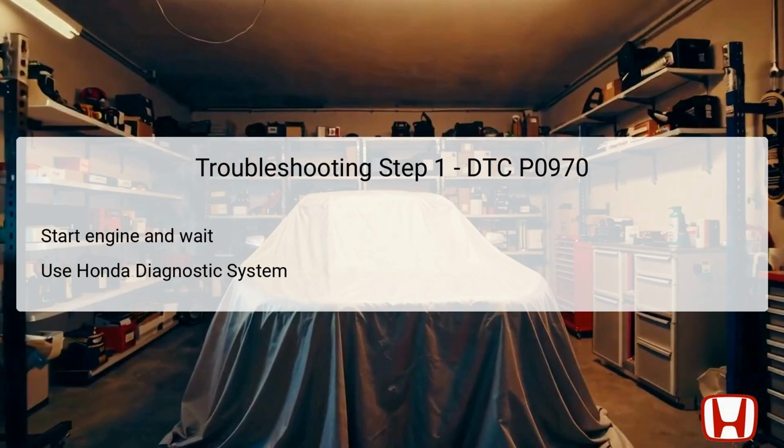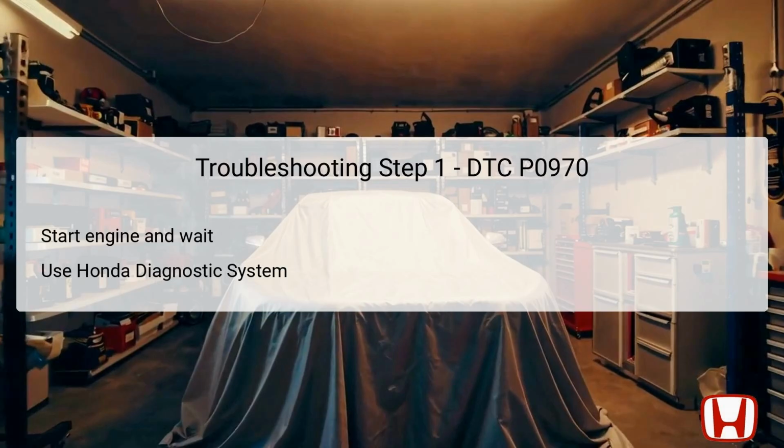The first step in troubleshooting DTC P0970 involves starting the engine and allowing it to run for a minimum of 1 second. This is important because the system needs to be in an operational state for accurate diagnostics.